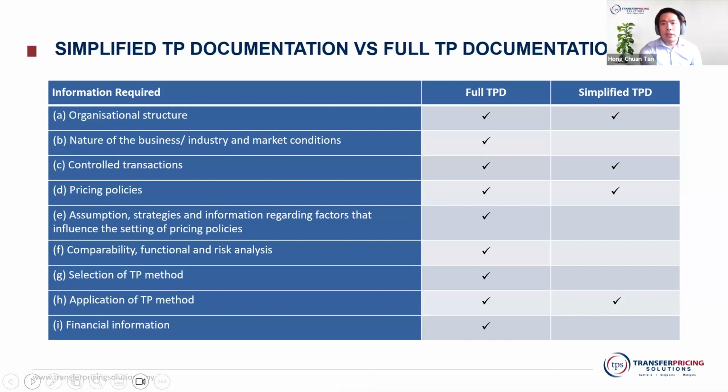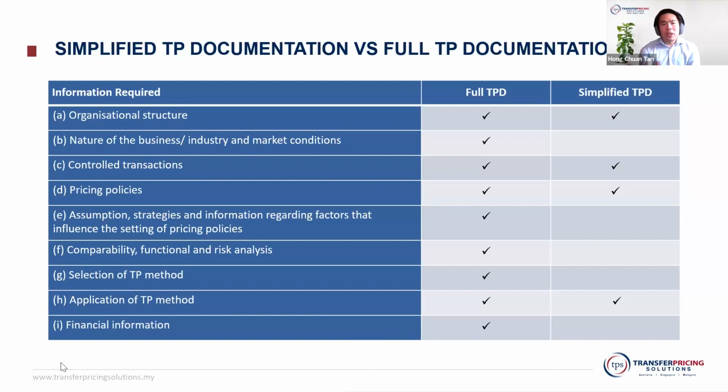Now, if you look at the Malaysian TP guidelines, it says that taxpayers that fall below the threshold are only required to prepare ACD, right? Which is organizational structure, control transactions, and pricing policy. And then subsequently, it stated that the taxpayer would need to apply any other methods on top of the 5 TP methods that they deem most appropriate, right?